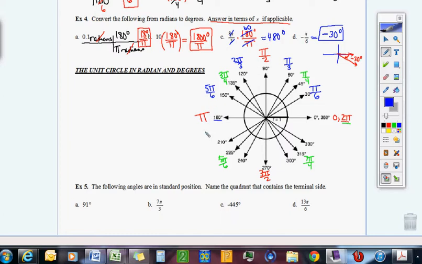6 pi over 6, 7 pi over 6. 8 pi over 6, which I can reduce to 4 pi over 3. 9 pi over 6, already reduced. 10 pi over 6, which is 5 pi over 3. And 11 pi over 6 right here. Take a look. 11 over 6 is indeed 1 5/6. So that's 1 pi and another 5/6 of a pi. And finally, 12 pi over 6, which was already reduced. So this is how I want you to create your unit circle, by stepping around the circle.